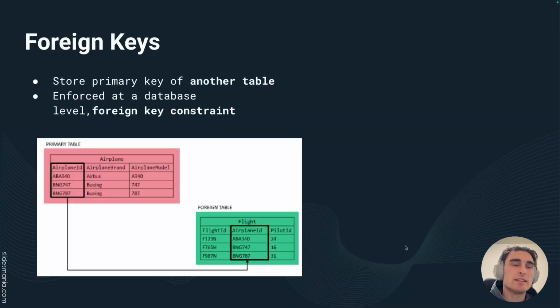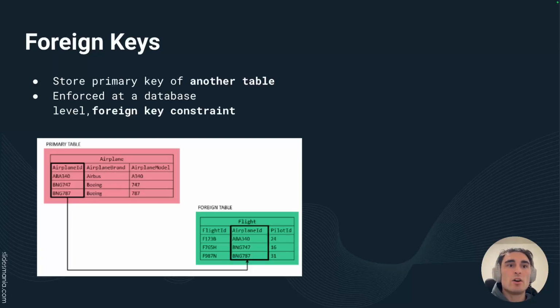The key idea that powers relationships in our database, or relations, is the idea of foreign keys. All it is, you're storing the primary key of a different table. So for instance, we could have an airplane table and a flights table. The flights are going to want to know what airplane is servicing that flight, but the flight table isn't going to store all the information about the airplane, like the model and the brand, or if it has any wear and tear or anything like that.